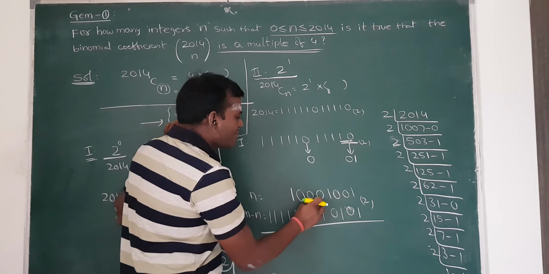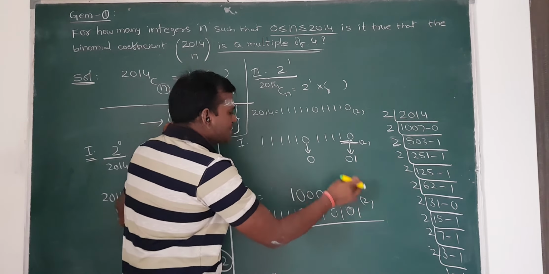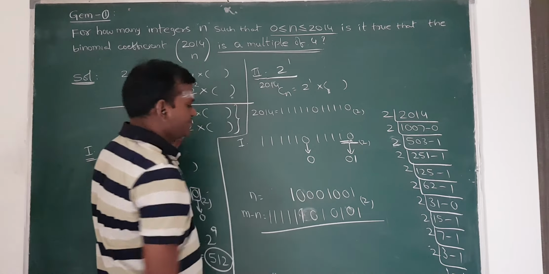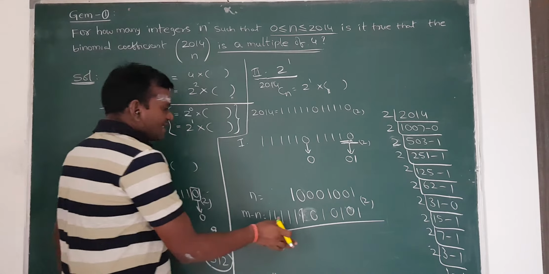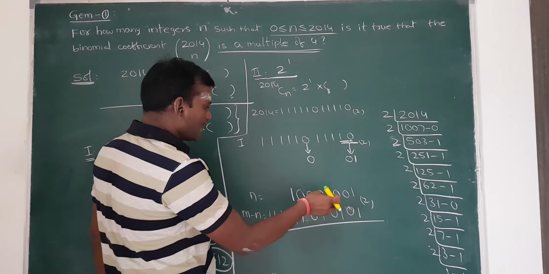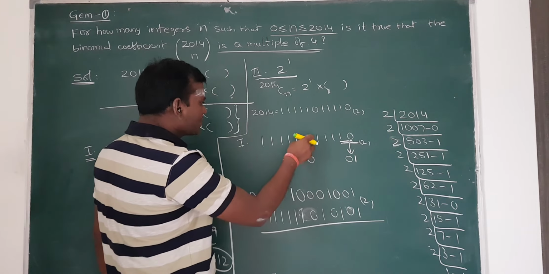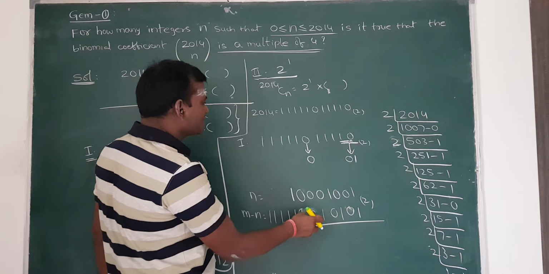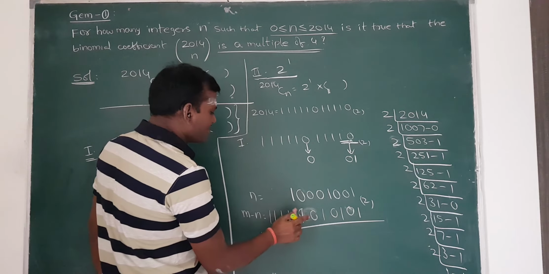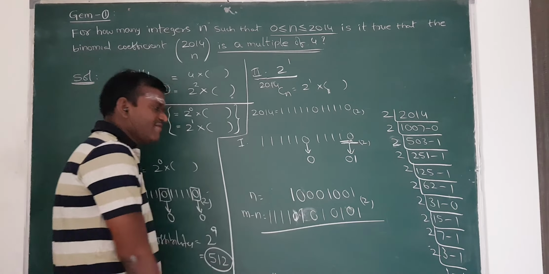1 2 3 4 5. Sixth digit is 0. And this is 1. That's all. So if I don't want to disturb this 0, and if I take 0 here, so it is empty. So this is the m minus n.